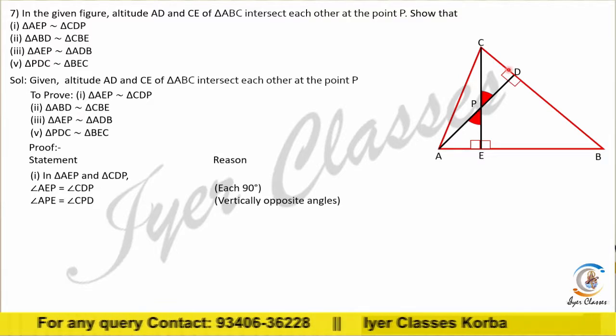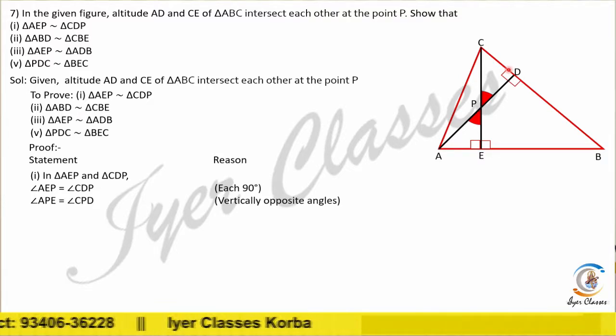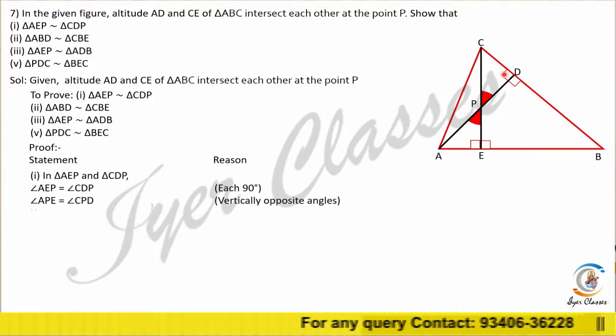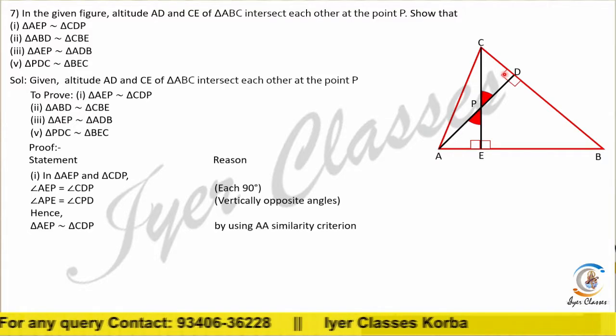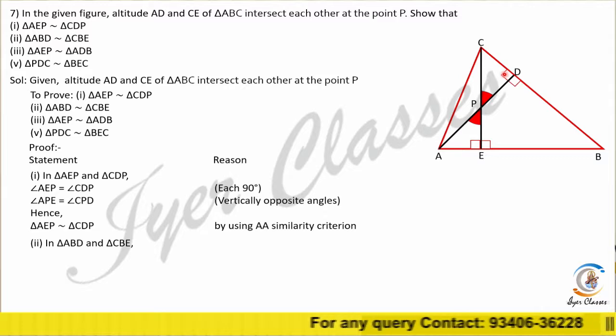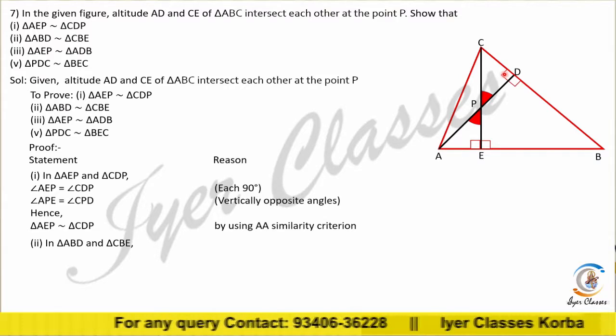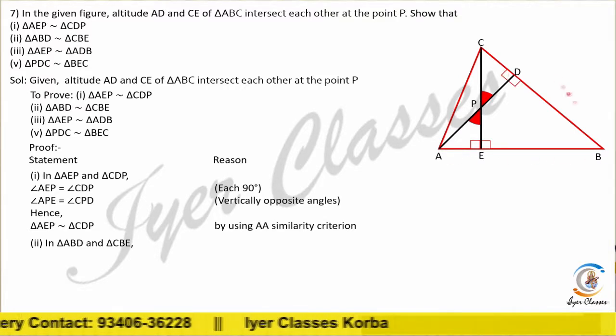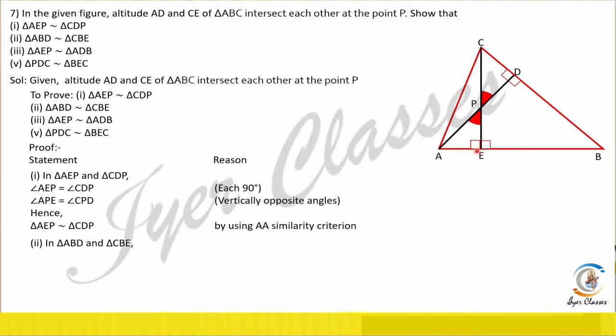The red two angles are vertically opposite angles. So in these two triangles we have got 90 degrees and one vertically opposite angles. So these two triangles are similar by AA similarity criterion. So we have proved that triangle AEP and triangle CDP are similar to each other. Similarly, let us go to the next question, proving that the triangles ABD and CBE are also similar to each other.